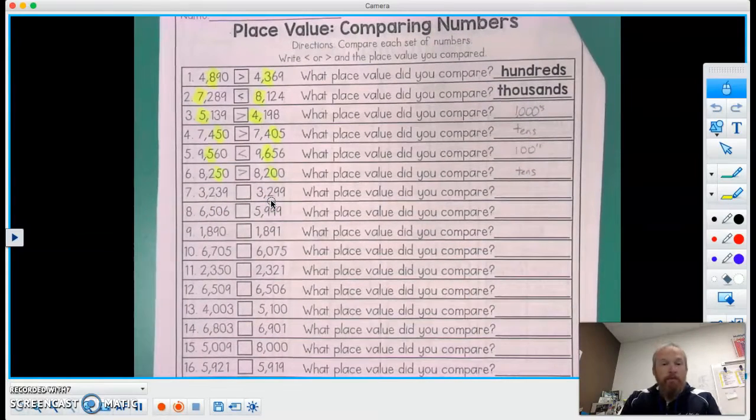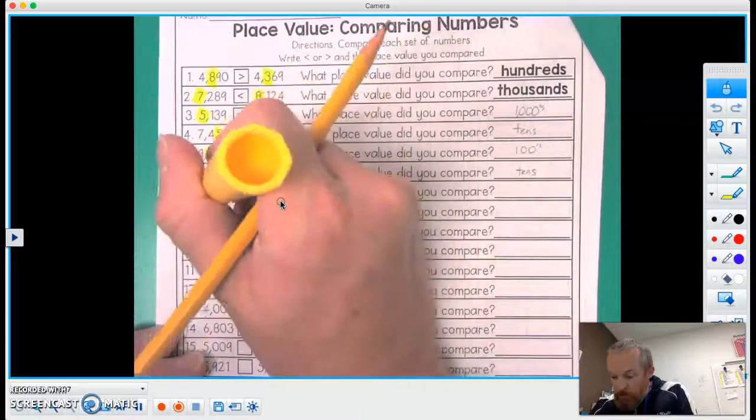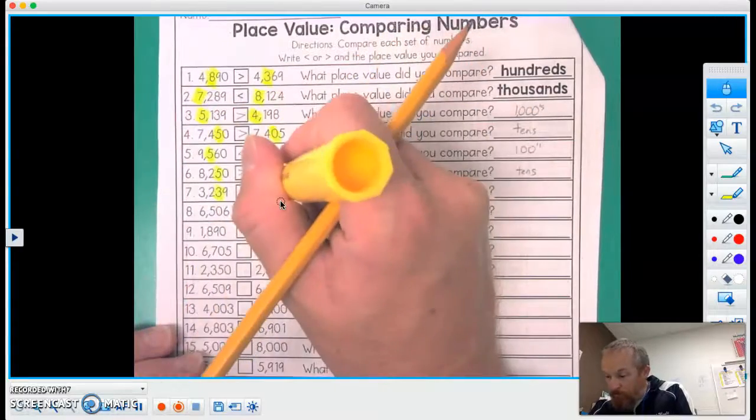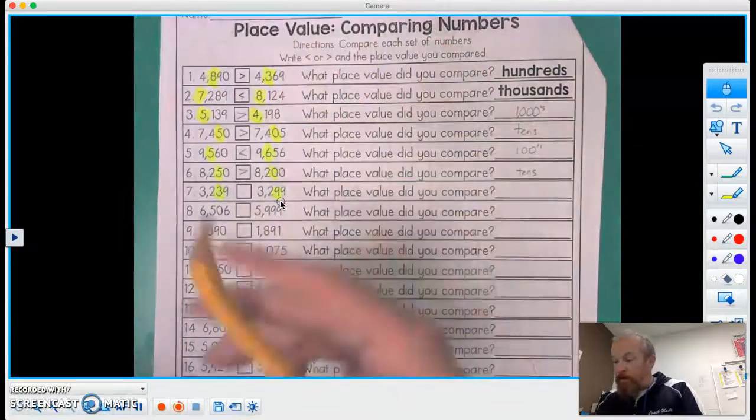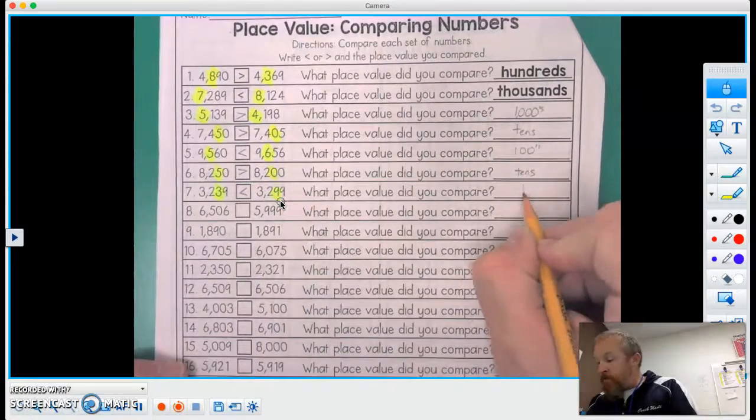All right, 3,239 versus 3,299. Basically we're covering up, and all we're going to look at is the 30 in 39 versus the 90 in 99. So here we go. The first 3 and the 2 are the same. 3 is less than 9, and we went down to the tens.